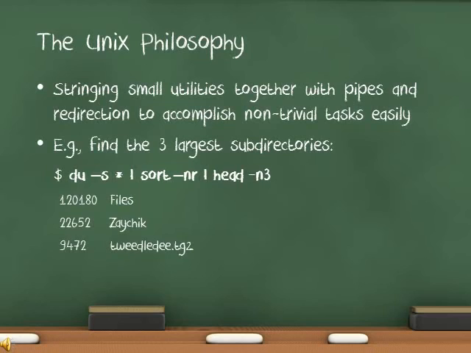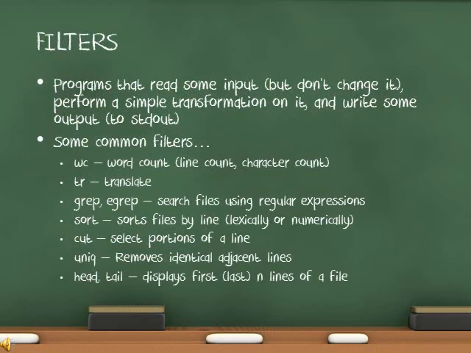The Unix philosophy: stringing small utilities together with pipes and redirection to accomplish non-trivial tasks easily. For example, find the 3 largest subdirectories. Filters: programs that read some input, but don't change it, perform a simple transformation on it, and write some output. Some common filters.